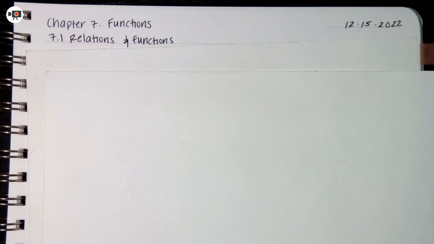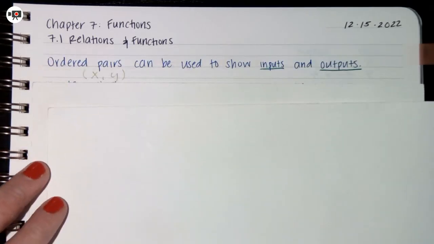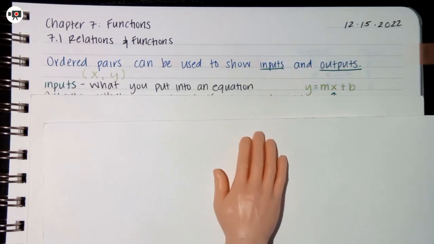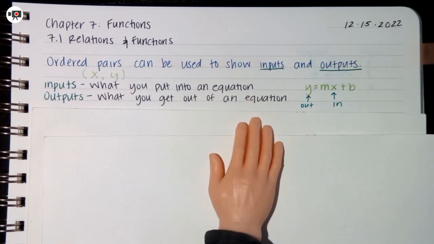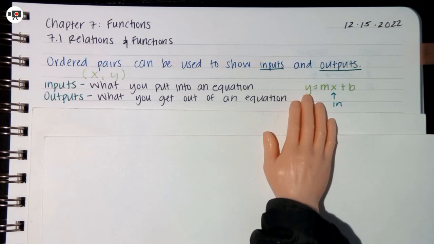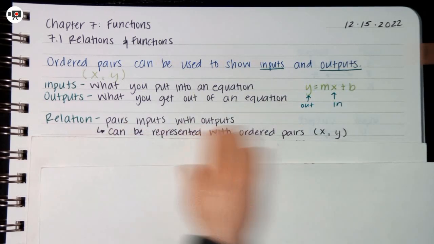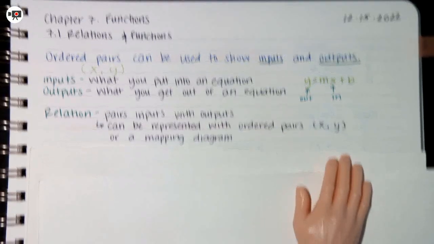This is 7.1, Relations and Functions. Ordered pairs can be used to show inputs and outputs. Input is what you put into an equation, and an output is what you get out of an equation. So if I put in x, I would get out y. And the relation pairs the inputs with outputs. We can show that as an ordered pair, or we can use a mapping diagram.